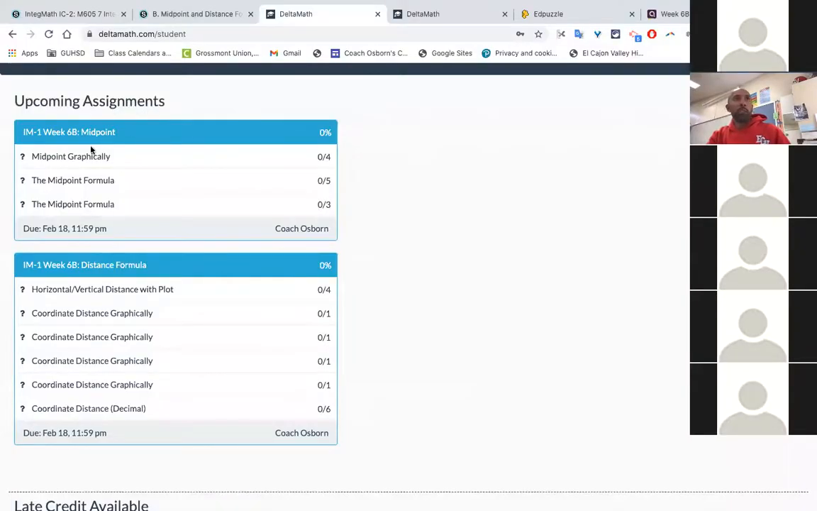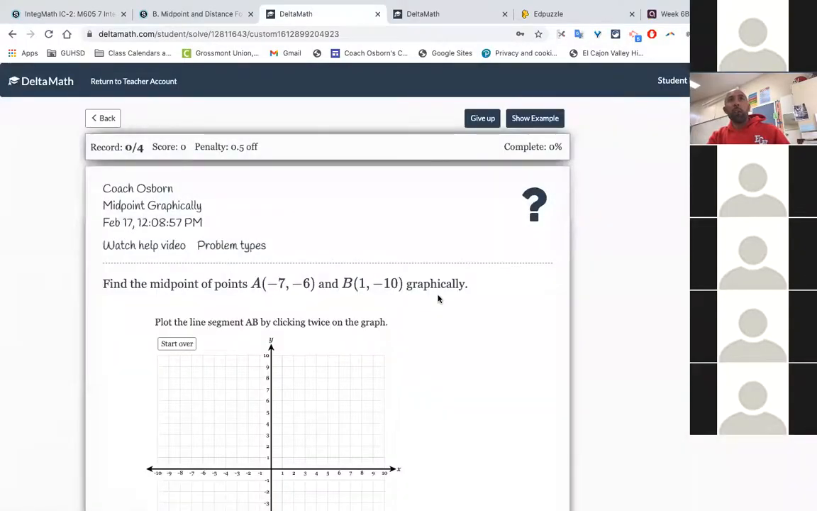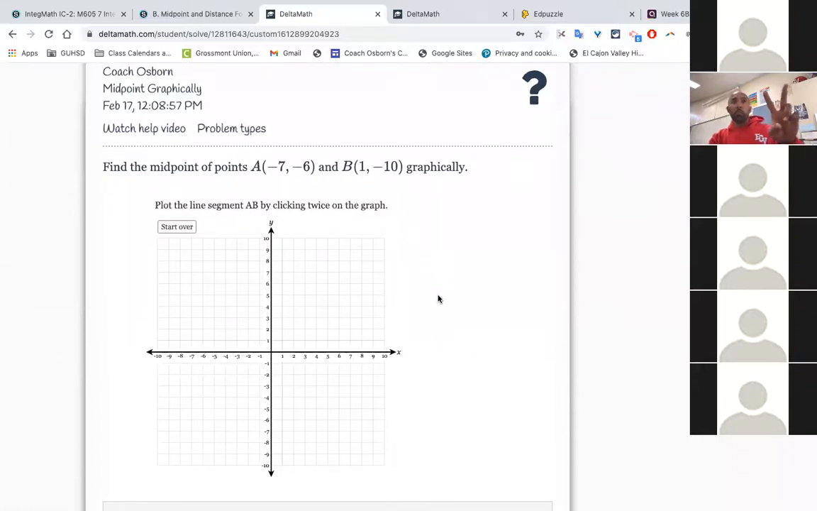So here in Deltamath, the first one, you're going to have a graph, and you're going to get 2 points. The goal is to graph the points and then find the middle, or find where it is halfway in between. Okay, so here I'll start with -7, -6. So I'll go over to -7, -6, and plot that point. I just click on it. And then I graph the second point, which is 1, -10. So go over to 1, and then -10.